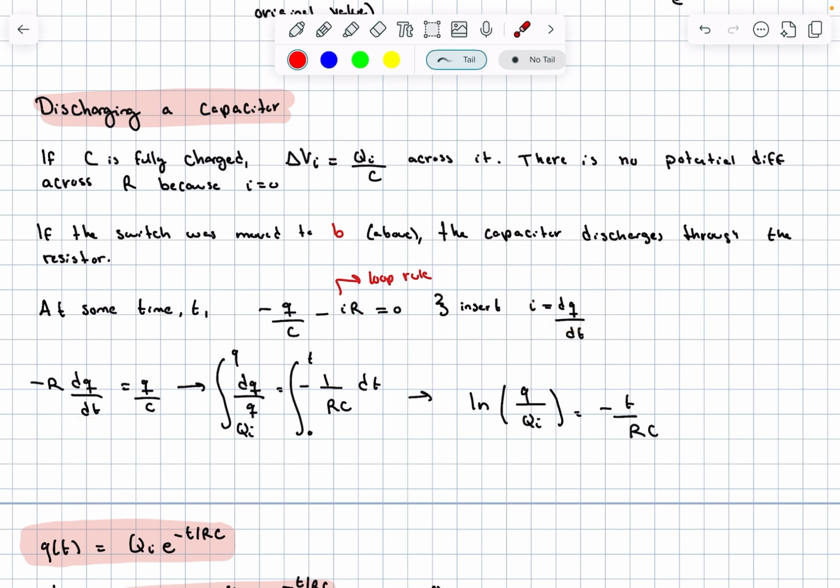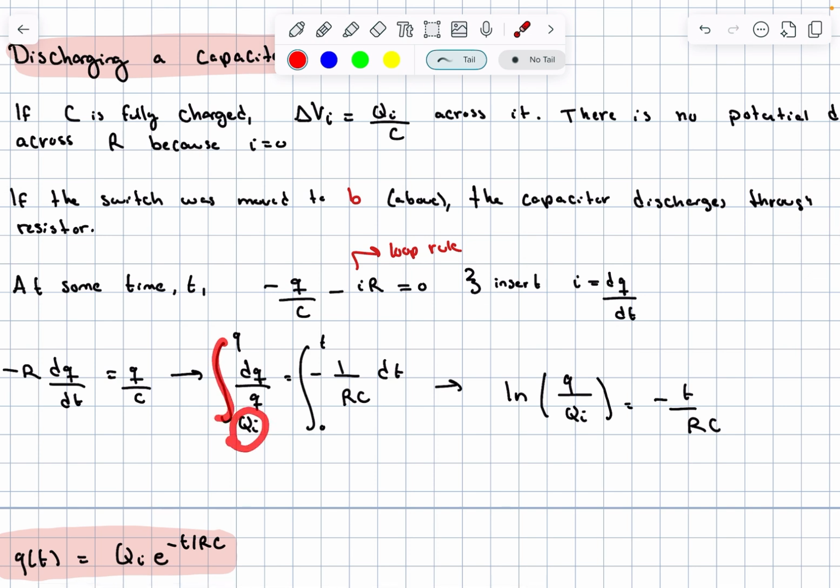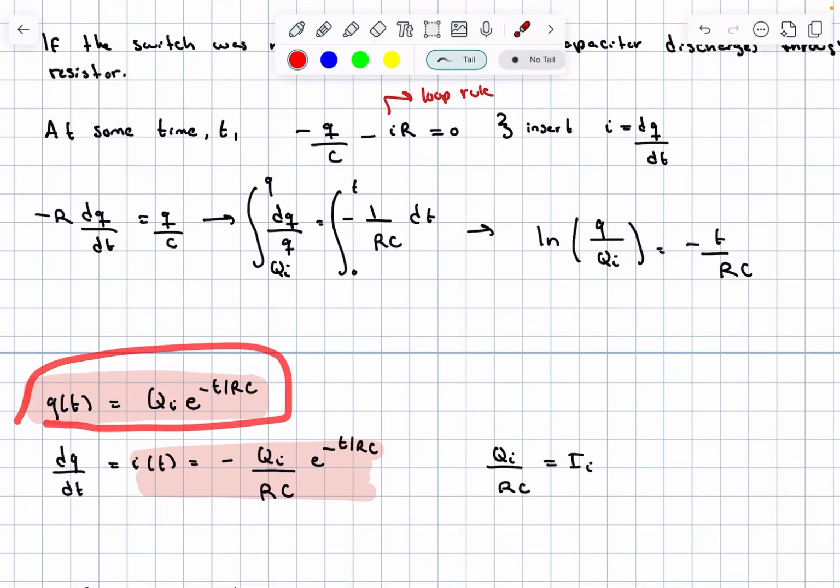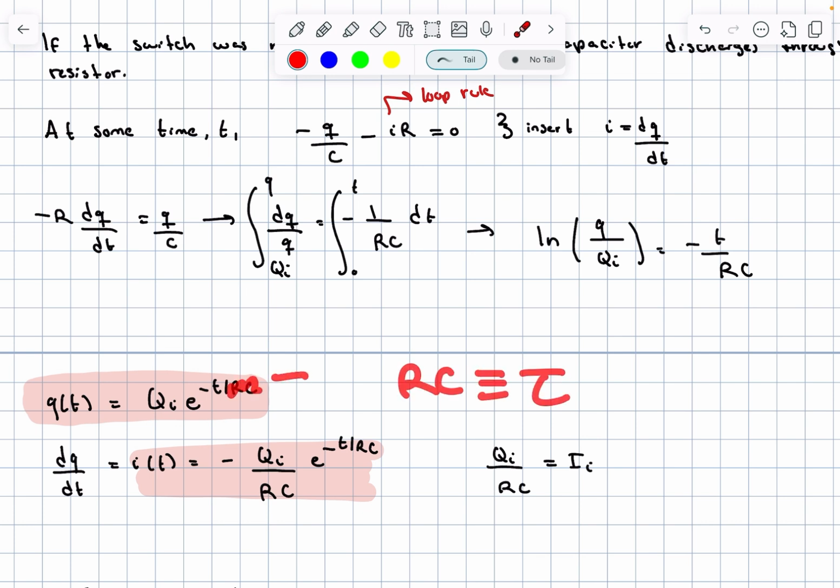All we do again is put everything that has a Q on one side, so dQ and Q on one side of the equation, and R, dt, and C on the other side. We're integrating here where we start off at Qi, some maximum value of Q, and we go all the way to some point where we have charge Q on the capacitor. On the right side, we're going from time t equals 0 to time t. Solve the integral again, and we get this. We do the same thing, e to the power of ln, e to the power of this, and we get Q of t is equal to Qi e to the negative t over RC. Remember, RC is tau, so this here is tau.